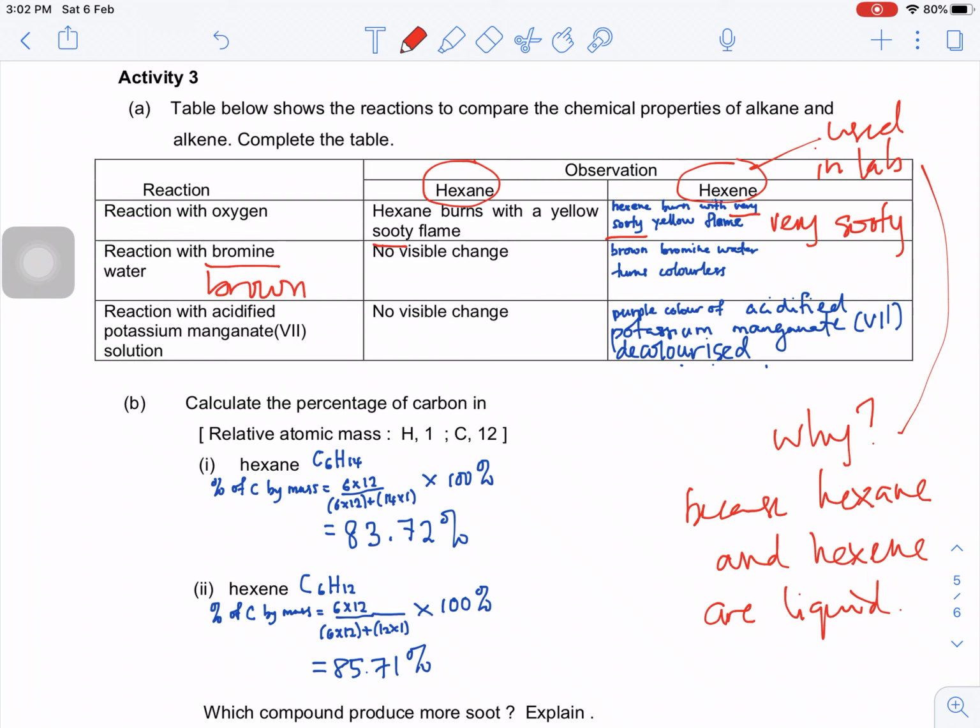Okay. Next, reaction with acidified potassium manganate 7 solution. This one colour dia adalah purple. So for hexane, there is no change. But in hexene, purple colour of acidified potassium manganate 7 decolorized. Okay, ni kita tambah solution.